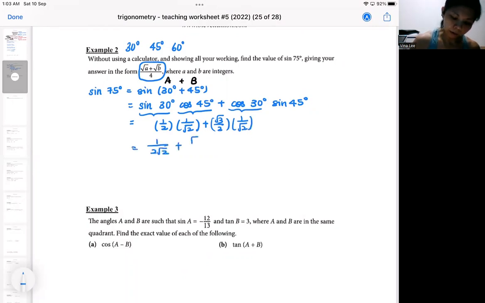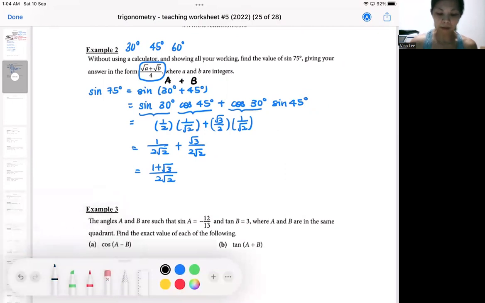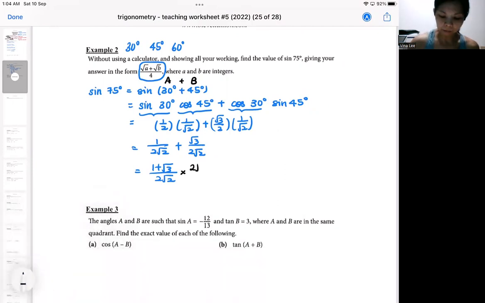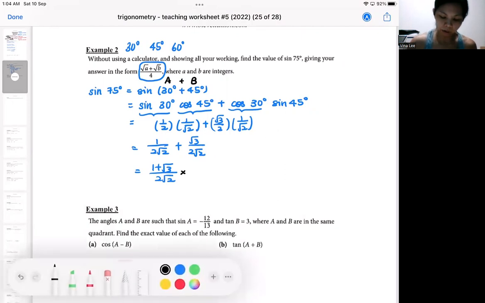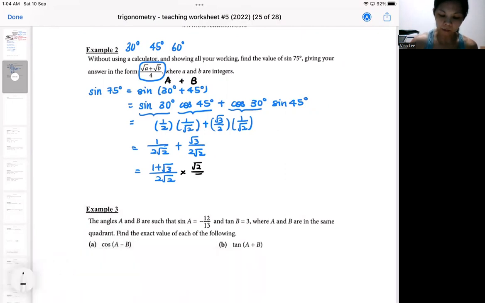If you simplify, you realize that they've got the same denominator, so combine into a single fraction. Why does it still look different from the required format? Because you need to rationalize. We don't need to rationalize with the 2. I just need to rationalize with the root 2.